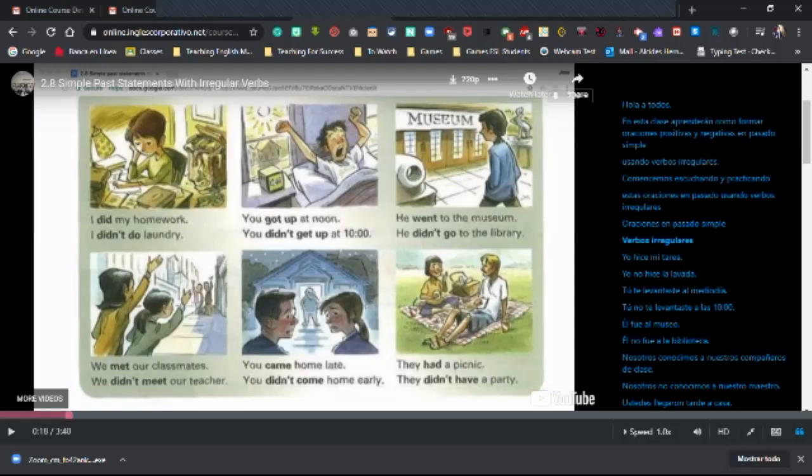We met our classmates. What is met? Es saludar, reunirse o conocer. This is the past of meet. Yes, that's the past of meet. Meet in present, met past. Okay. So, what is the question for this one? Who did you meet? Everybody, who did you meet? Very good. The answer positive? We met our classmates.